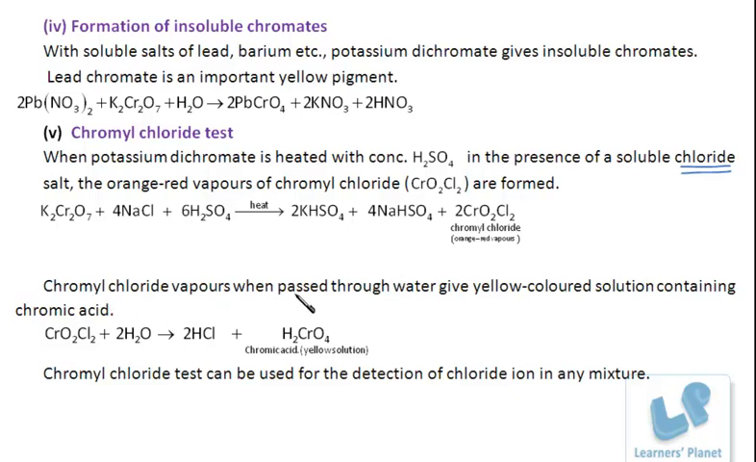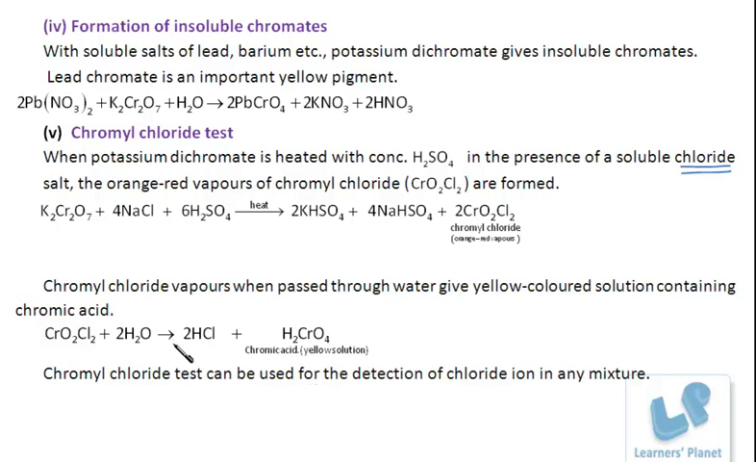Chromyl chloride vapors, when passed through water, give a yellow colored solution containing chromic acid. So this is the test. First of all, any soluble chloride is taken, say potassium chloride, calcium chloride or magnesium chloride. These are all soluble chlorides. It means they can dissolve in water, forming a solution.